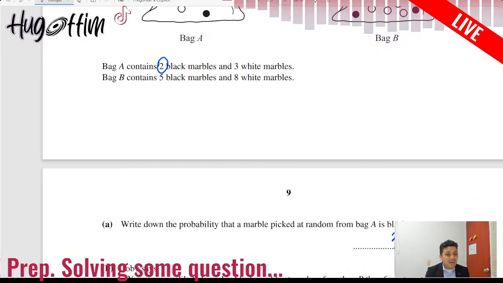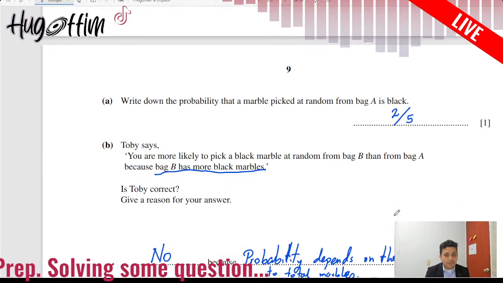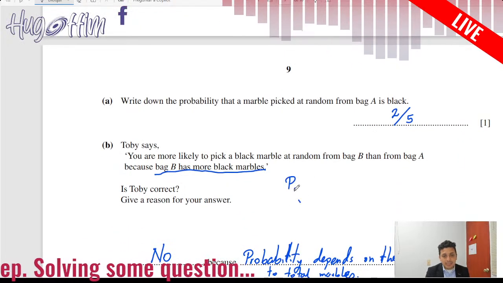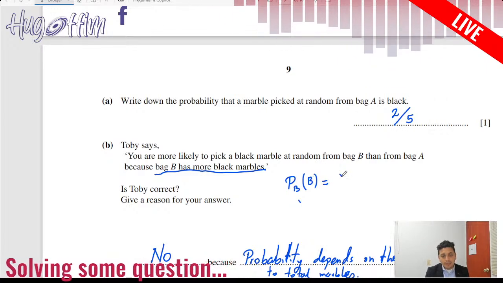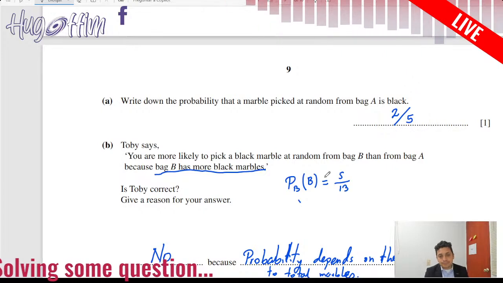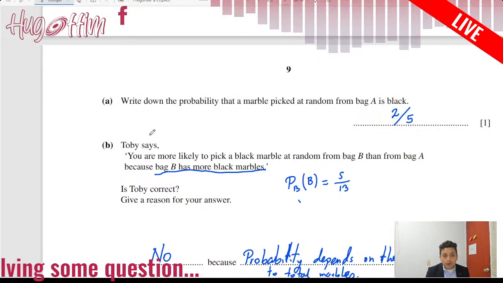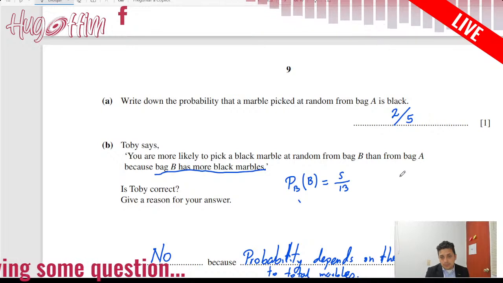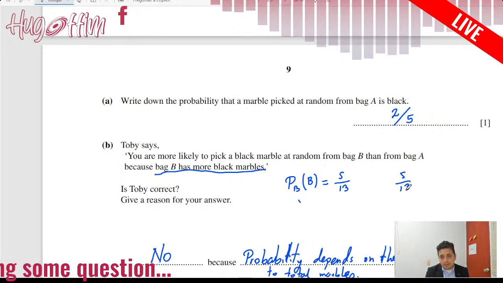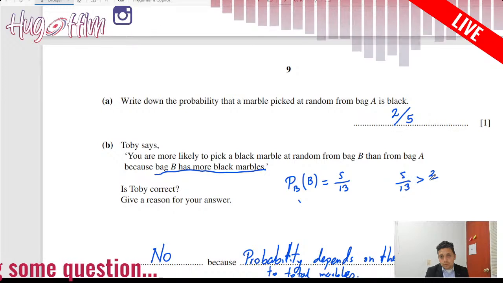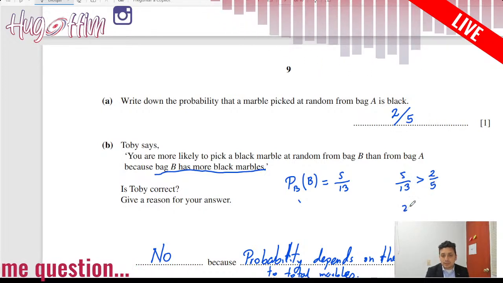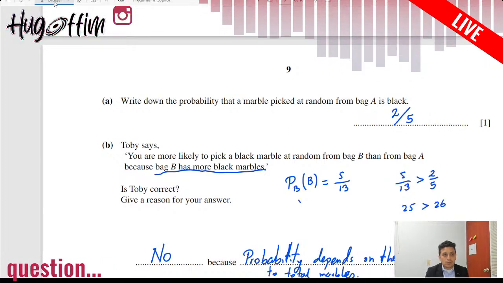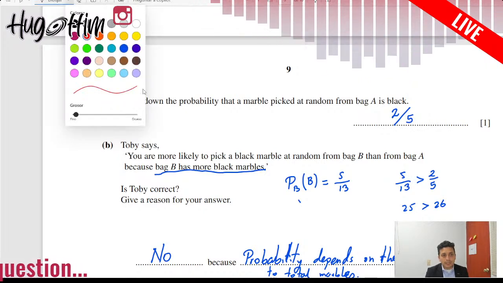So it says 5 black marbles and 8 white marbles. So it means that the probability in bag B of getting a black marble is going to be 5 over 13. Now, according to what Toby says, he's telling us that 5 over 13 is greater than 2 over 5. But that's not true. Let's do the cross multiplication. 5 times 5, 25, is not greater than 13 times 2, 26. So no, he's not correct.